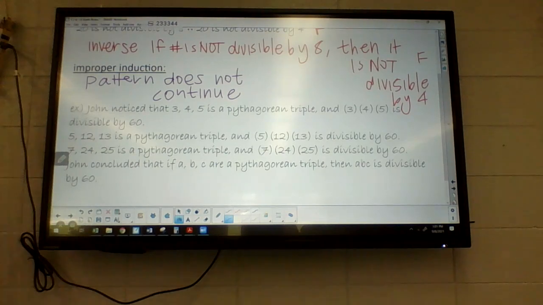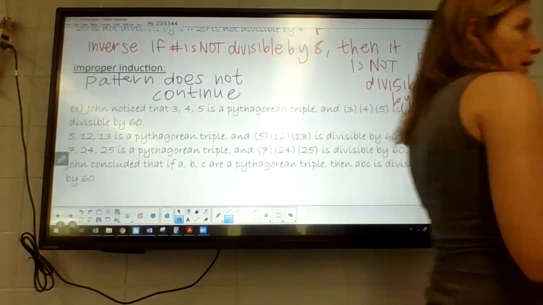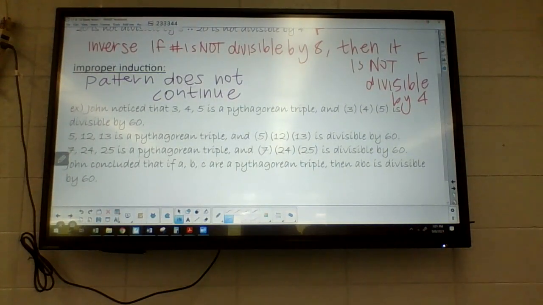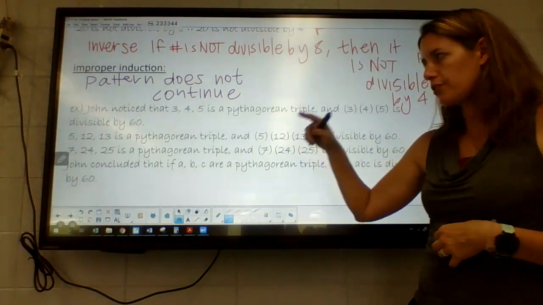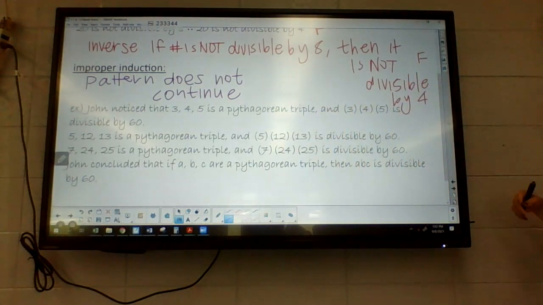so that's kind of like a basic version of that. So 3, 4, 5 is the Pythagorean triple, and if I multiply 3 times 4 times 5, it equals 60. Then we go on, there's a couple other Pythagorean triples here, 5, 12, 13, 7, 24, 25, and all of them are divisible by 60.